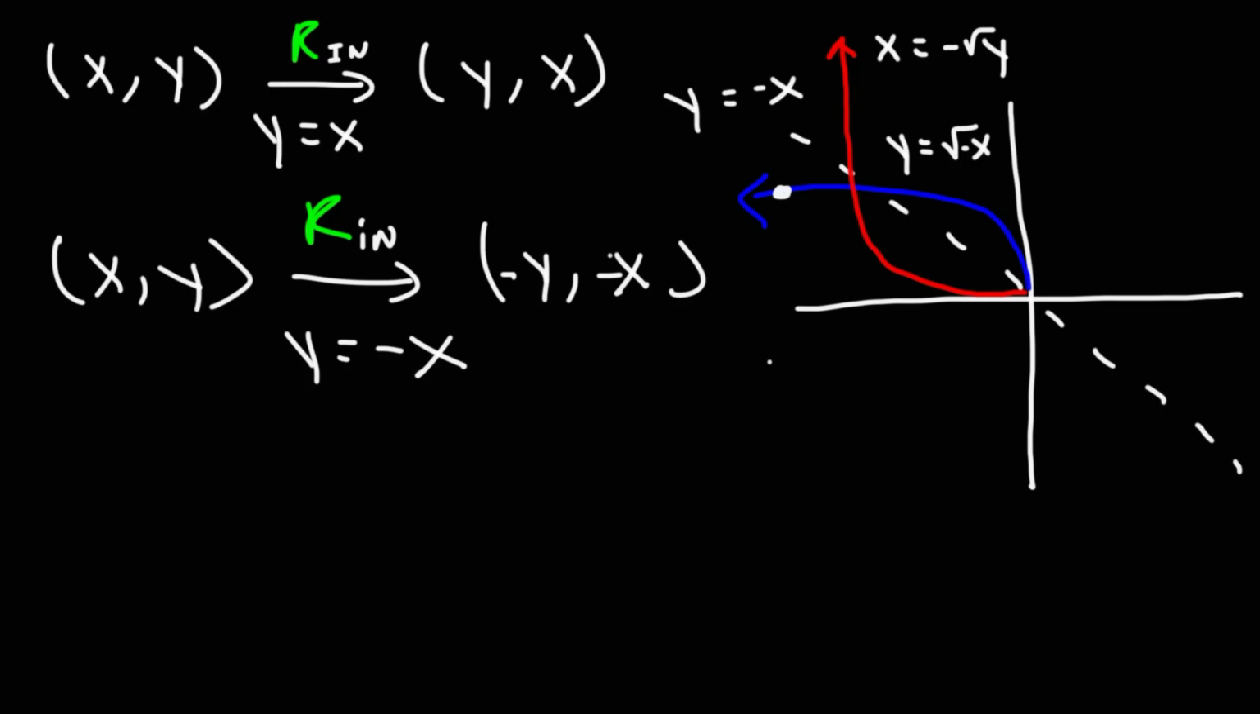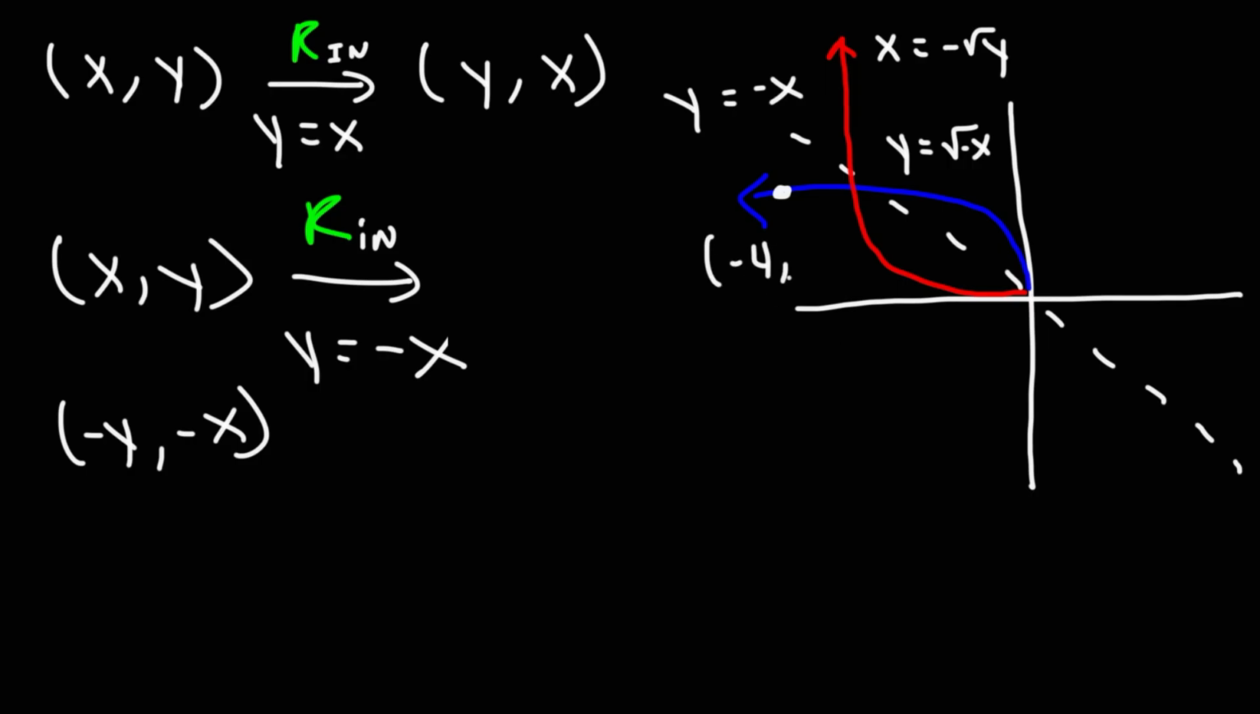On the blue graph, I'm going to need space, so I'm going to erase this. I'm going to put this here. On the blue graph, we have the point negative 4, 2. If we were to plug in negative 4 into that equation, it will be y is equal to the square root of negative 4. It will give us a positive 2 for a y value.